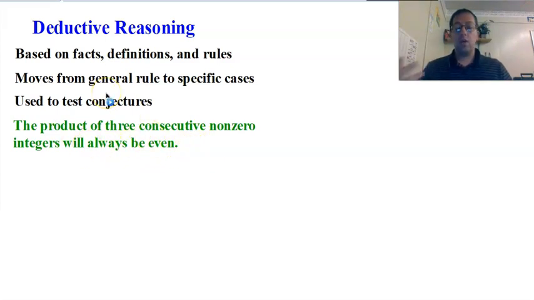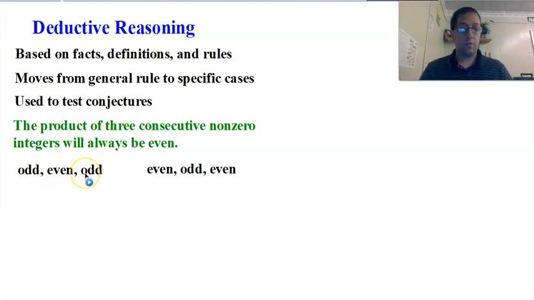So let's use a rule. Okay, well, let's see here. If we're looking at three consecutive numbers and we're looking at odd and even, you've got two things that could happen. You could either have an odd number, an even number, and an odd number, like 1, 2, 3. Or you could start with an even number and it would be even, odd, even. 2, 3, 4. Right?